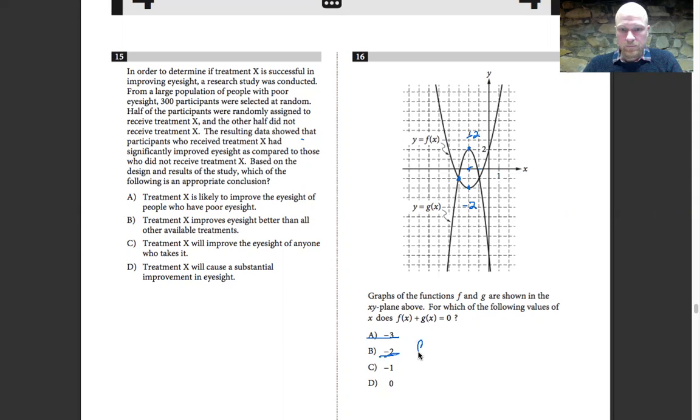So f of -2 plus g of -2 is equal to, which is which? f is -2, so -2 plus g of x is +2, and that is equal to 0. So -2 and +2 added together, we get 0. It looks like I crossed this out, but I really didn't mean to cross it out, because that is our answer. You could double check -1, no, and 0, no. These are not equidistant from the x-axis. So our answer is B.